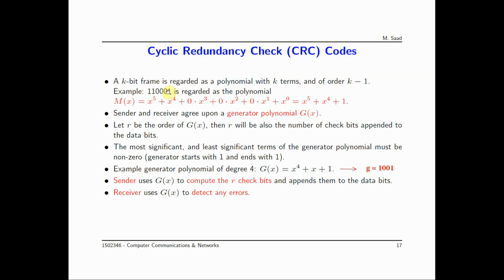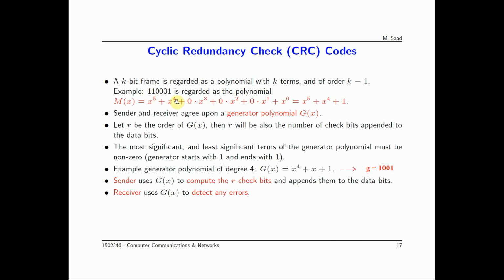Let's start with the least significant bit. The 1 is the coefficient of x to the power of 0. We are creating a polynomial, so the least significant term is a constant, x to the power of 0, multiplied by 1 because we have 1 here. Then x to the power of 1 is multiplied by 0 because this bit is 0. X to the power of 2 is also multiplied by 0 because the next bit is 0. X to the power of 3 has also a 0 coefficient because this bit is 0. And then finally, x to the power of 4 and x to the power of 5, each of these two terms is multiplied by 1 because the first two bits are 1.